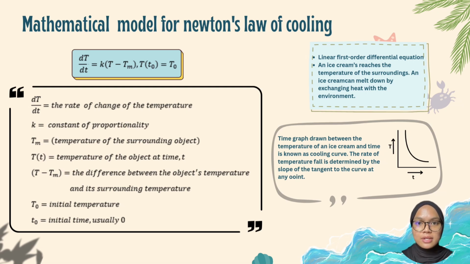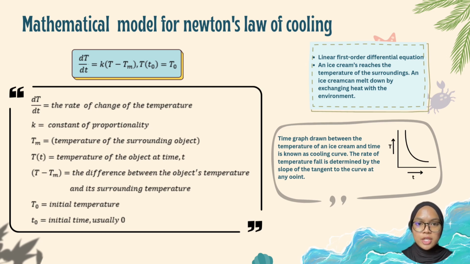dT/dt is the rate of change of the temperature. k is the constant of proportionality. Tm is the temperature of the surrounding object. T(t) is the temperature of the object at time t. T - Tm is the difference between the object's temperature and its surrounding temperature. T0 is the initial temperature, and lastly, t0 is the initial time, usually 0.